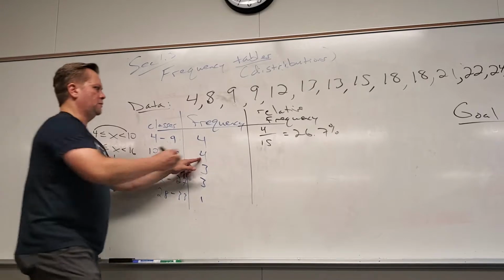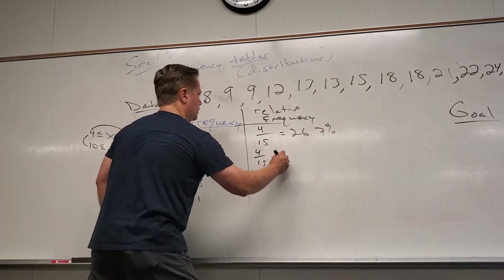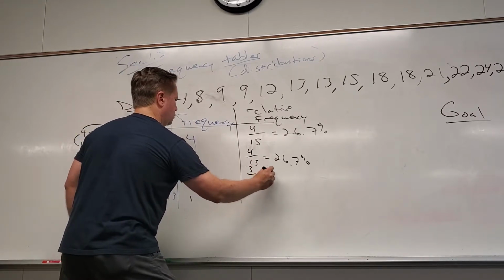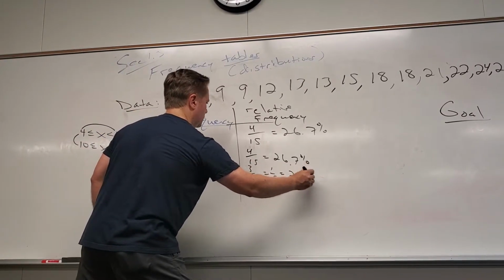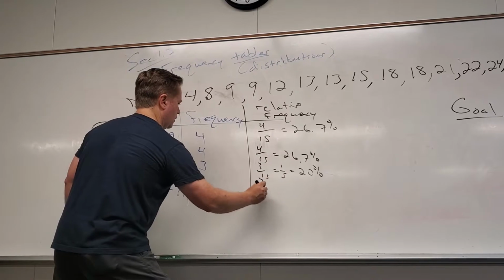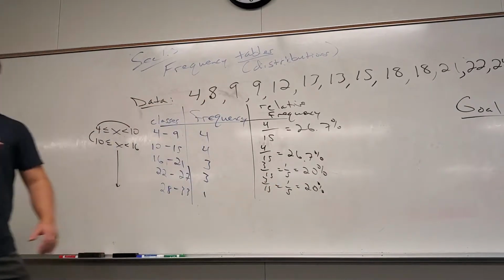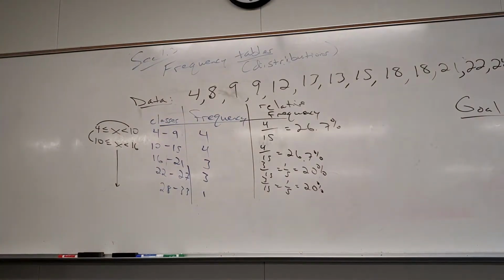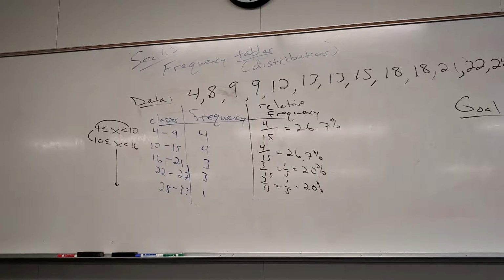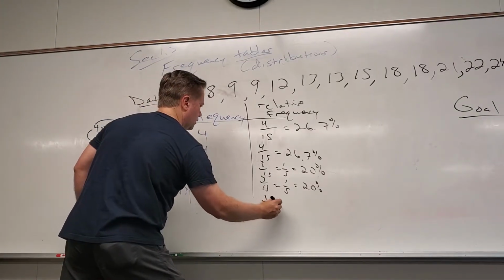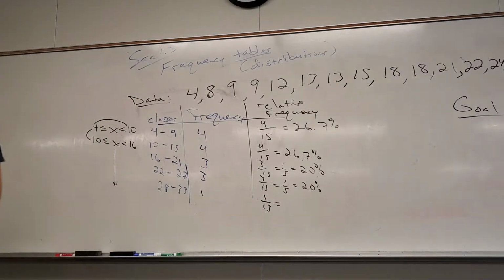And of course, this would be the same thing. 4 out of 15 is 26.7. 3 is easy, because 3 out of 15 is 1 out of 5, which is 20%. Same thing again here. Are you guys all with me on this? So relative frequency is another name for percentage. And then the last one, 1 out of 15. And that's going to be 6.666, I think.